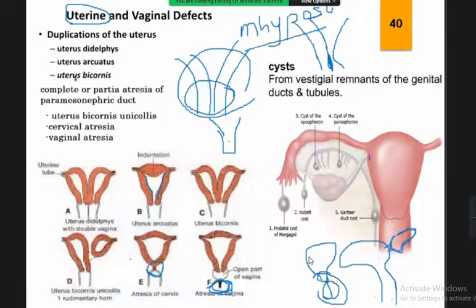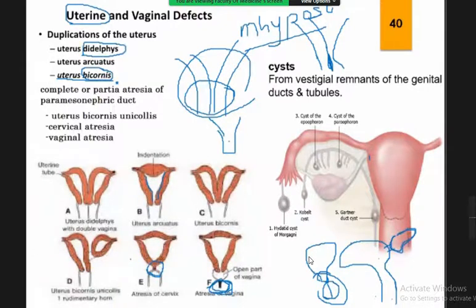And the bicornuate is actually talking about a double uterus. Double uterus, in the sense, maybe that is not the right term to use. I should stick to bicornuate, because if I talk about double uterus, it is actually didelphys.